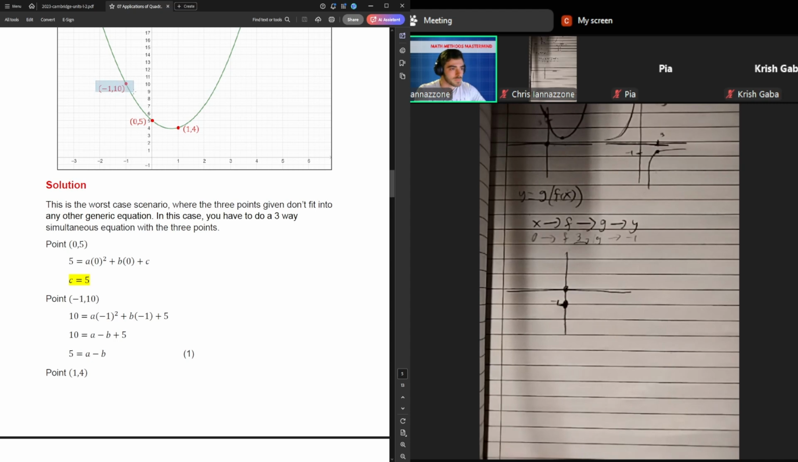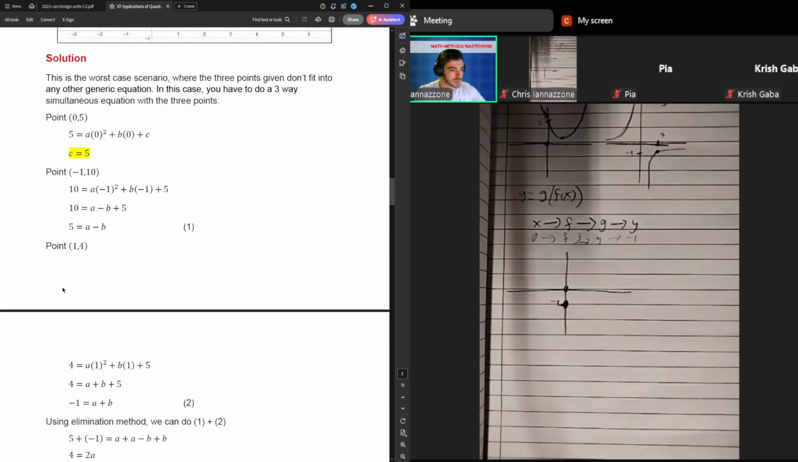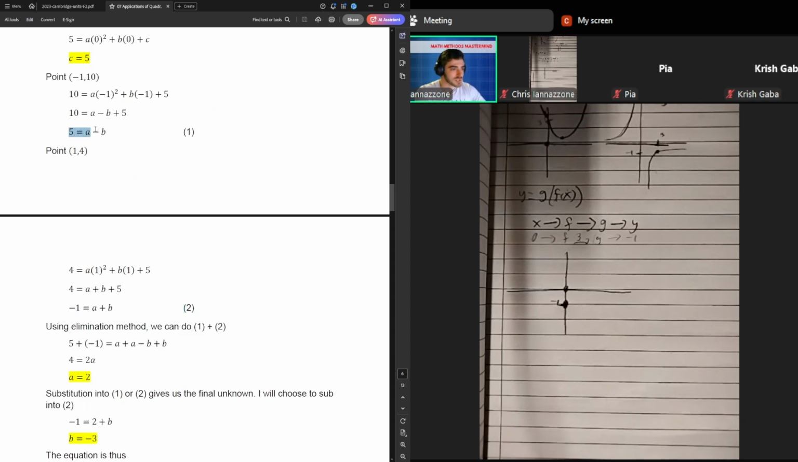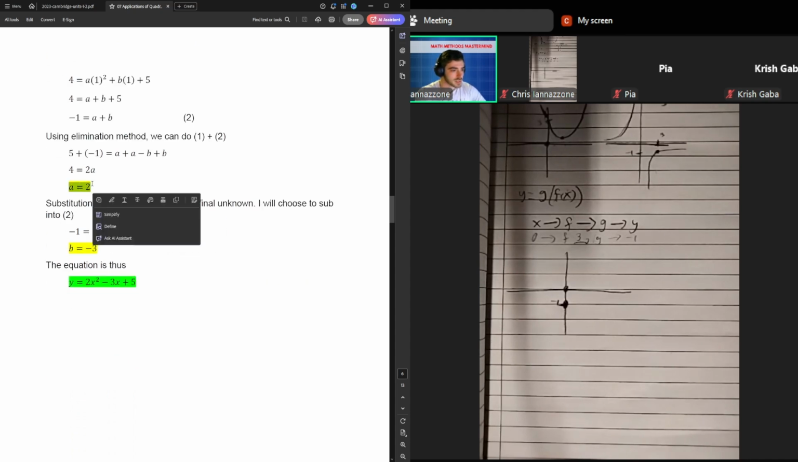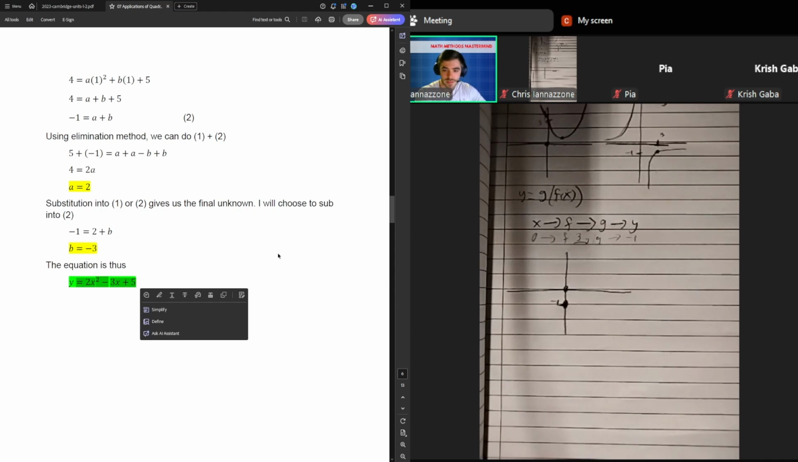So you sub in -1, 10, that's this, simplify it all the way down. You sub in 1, 4, that's this, simplify all the way down, and then use whatever simultaneous methods you like to use. I've got elimination method here. You could do substitution or whatever else you like to do. In any case, you're going to get your solutions for a and b. We already had one for c, and then that's your curve.